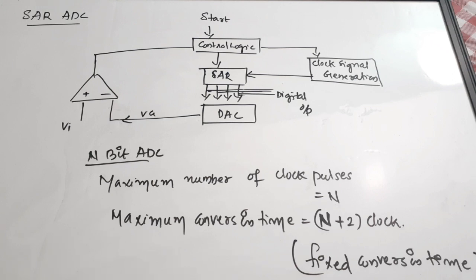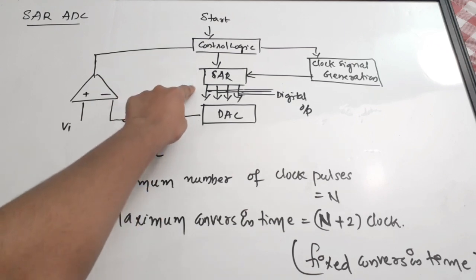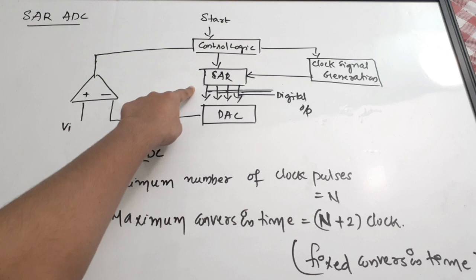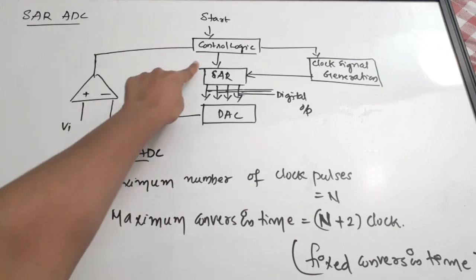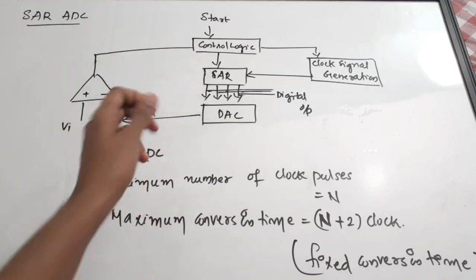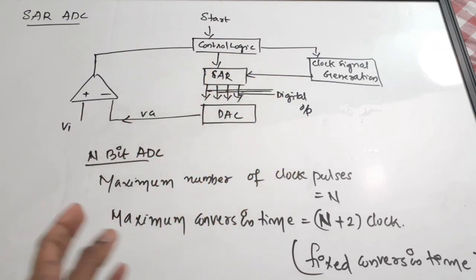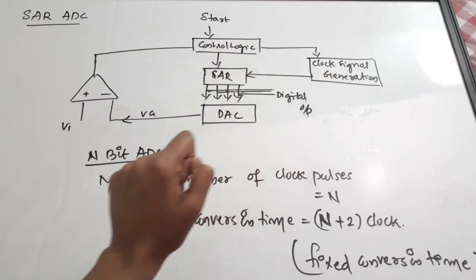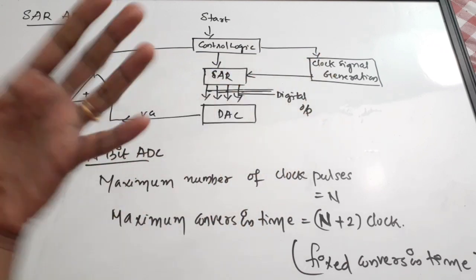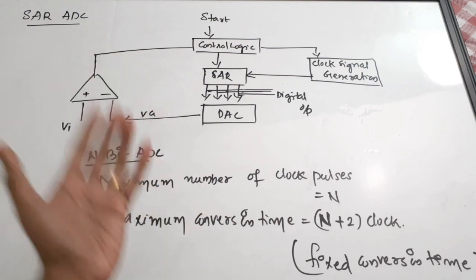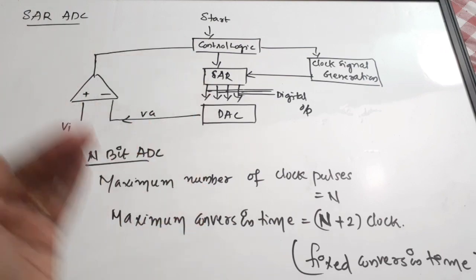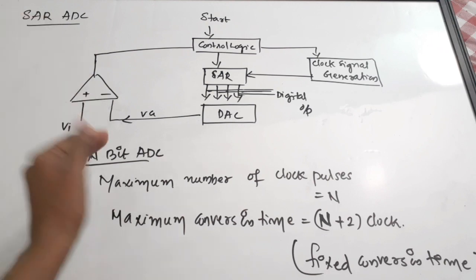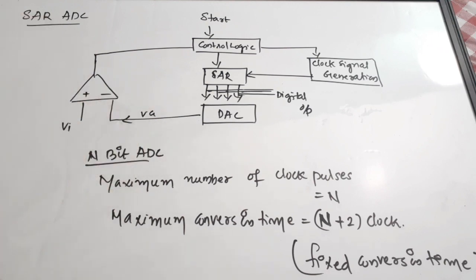Okay. So the working is, again, we'll start from the control logic. The control logic will reset all the bits of the successive approximation register while the conversion is starting, and it enables the clock signal also. That is, it enables the clock signal generation, and it will send a clock pulse to the successive approximation register, and the data is updated in the successive approximation register on every clock pulse based on the comparator output. Okay, so that is happening here.